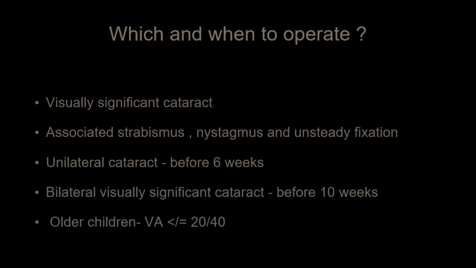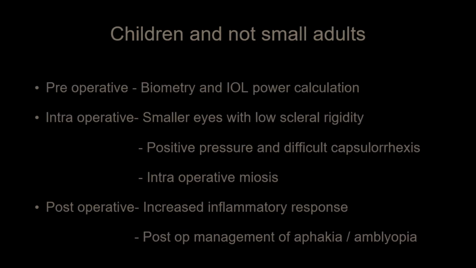Unilateral cataracts are usually operated before 6 weeks of age if caught early on, and bilateral visually significant cataracts are operated before 10 weeks of age. If they are symmetrical, then they are operated in a span of 1 to 2 weeks. If they are asymmetrical, then the denser cataract is operated upon first. For older children, we operate when visual acuity doesn't improve beyond 20 by 40, or if it has decreased further with the cataract. So children are not merely smaller adults.